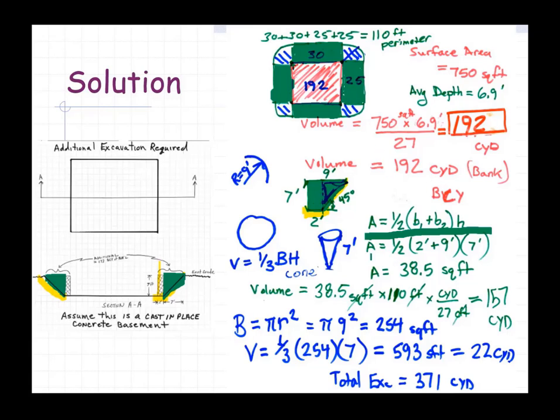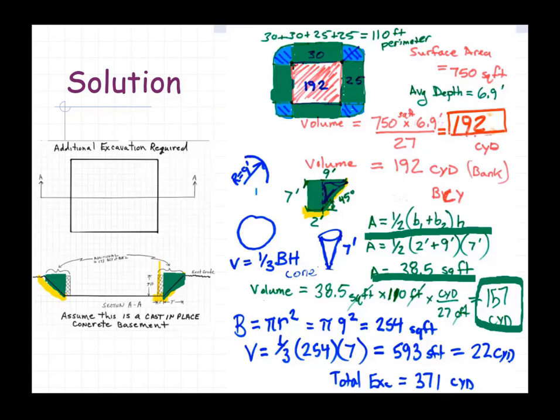So the cross-sectional area of this trapezoid is 38.5 square feet. If I multiply by the perimeter of that shape, 30 feet on two sides and 25 feet on two sides, then I come up with 157 cubic yards of excavation in order to accomplish those parts that are parallel to the walls. Then we need to estimate the volume that's included in the corners. Those are highlighted here in blue.